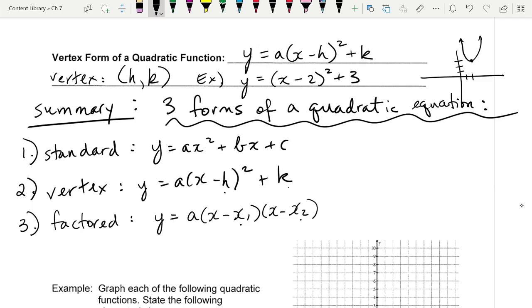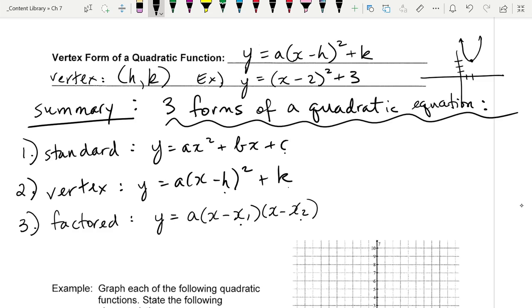And the standard form does tell you one thing about the graph. It tells you where the y-intercept is, because that's the c number. Notice what they all have in common. They all have a. They all tell you whether the parabola is up or down, and whether it's skinny or wide or normal. And again, normal means a is 1. So they all have their pros. They all have things that make them work.